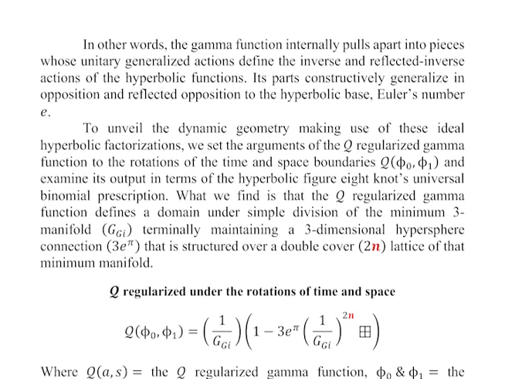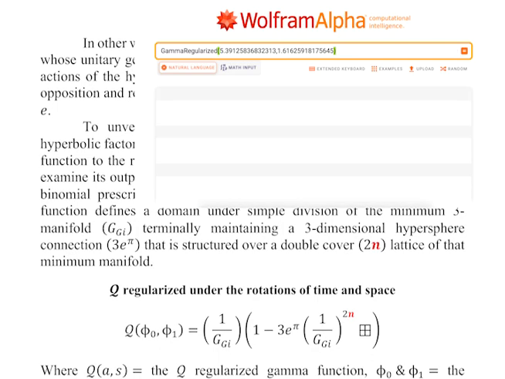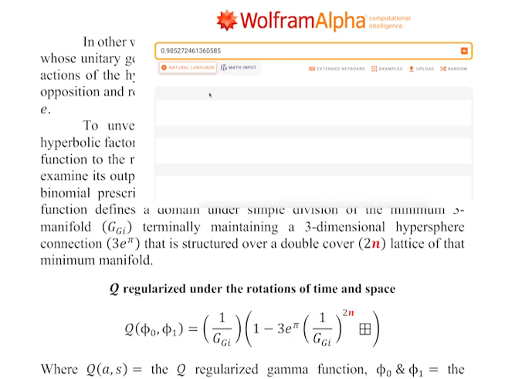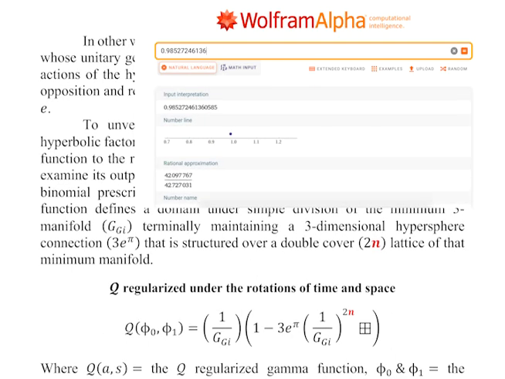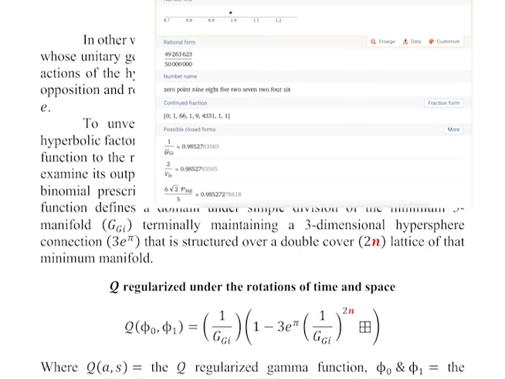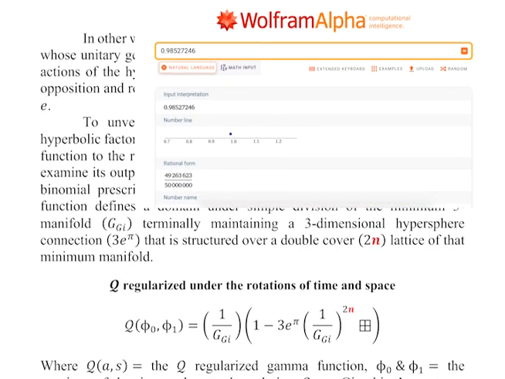We just literally go to Wolfram Alpha. What's the Q regularized gamma function value if we put the first argument at the rotation of the time boundary and the second argument at the rotation of the space boundary? It just spits out a number. And we remember this number has to be made sense of using the hyperbolic figure eight knot's binomial prescription.